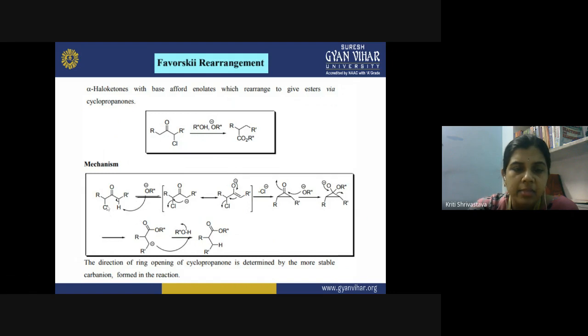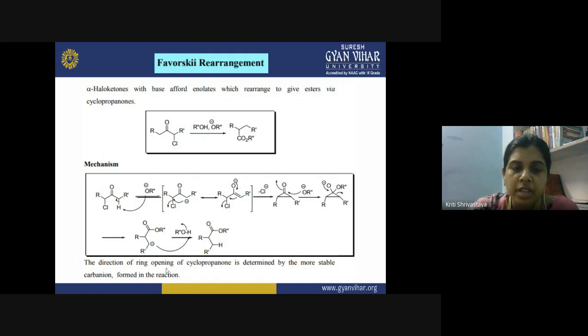This is the mechanism. This is your alpha haloketone, and the OR group, the methoxy group, is attacking the hydrogen, removing the hydrogen, generating the electron-rich carbon, and now the rearrangement is taking place like this. The negative charge is moving throughout the molecule, resulting in the formation of cyclopropanone as an intermediate, and finally, when the reaction is completed, the charge settles down by the extraction of a proton from the base, and finally you get a substituted ester here.